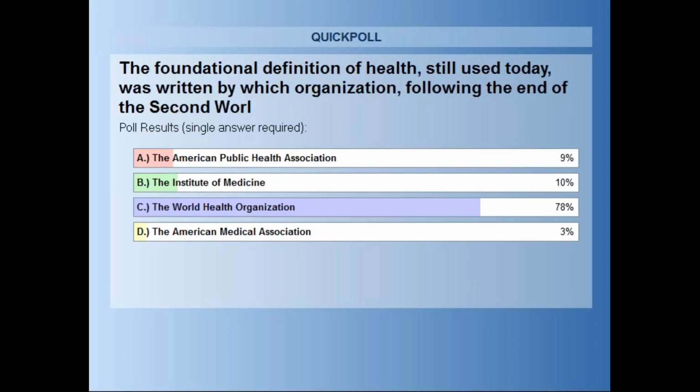The American Public Health Association, of course, defines public health. The Institute of Medicine has defined public health in different reports, but all of those emanate from that foundational way of defining public health that the WHO came up with a long time ago, 1945 or something. It's pretty old, so good.